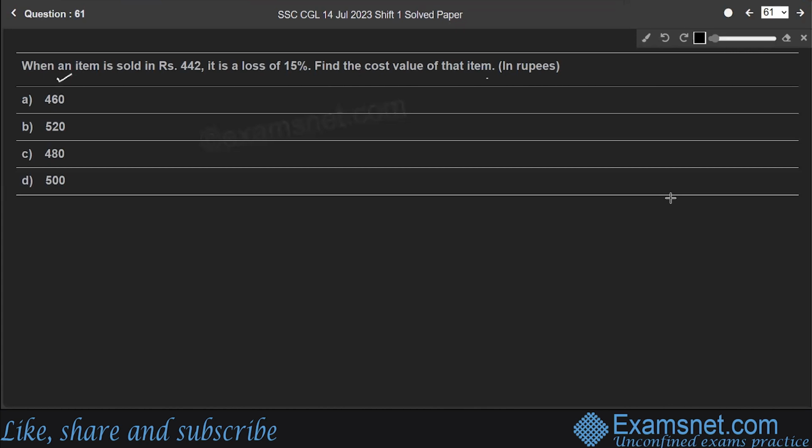Question 61. When an item is sold for 442 rupees, there is a loss of 15%. Find the cost value of that item. Here, let us assume the cost price of the item be X rupees, right? Before that, let us consider the formula of loss percentage. We all know that if the cost price of an article is greater than the selling price, there will be a loss. Therefore, loss percentage is cost price minus selling price over the cost price into 100, right? Here, cost price is greater than selling price, hence there is a loss.